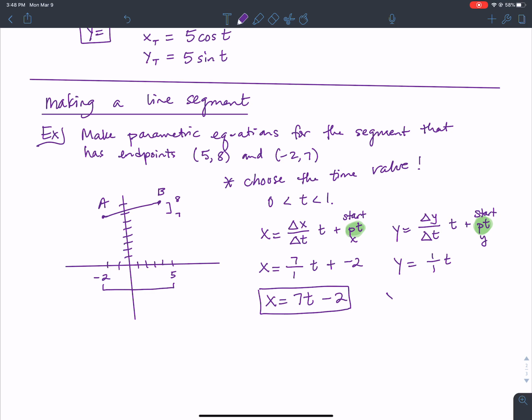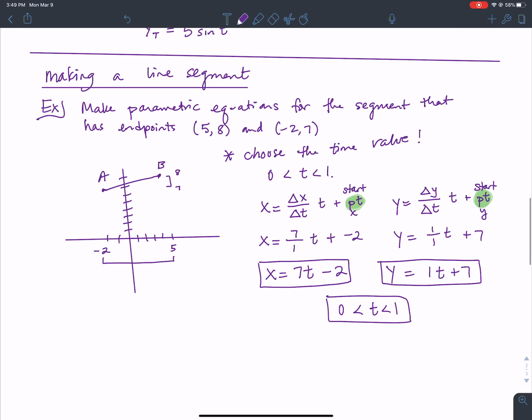And my starting y value was 7. So my final y equation is 1t plus 7. And I need to let the reader of my paper know that I've chosen time to be 1 second. So those 3 things that I boxed in is what I would need for my answer. So those are parametric equations for the segment that has those 2 given endpoints. So one equation describes what x is doing with respect to time, and the other equation's saying what y is doing with respect to time.